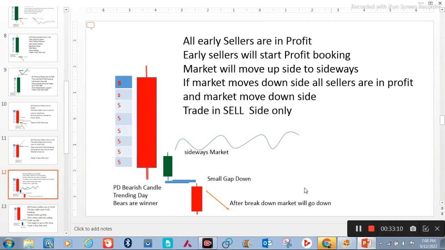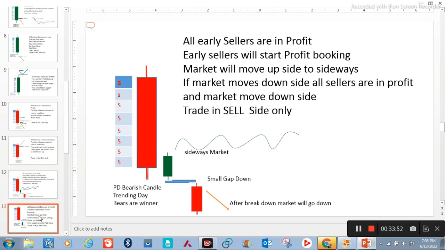Understood this one? All these are sitting on sell side. Market moved below the previous day closing price. All are happy. If the market gives a small downside breakout, we have to be on the sell side. In case some of the sellers book the profit, it will go a little up and make the market sideways. This is the scenario.